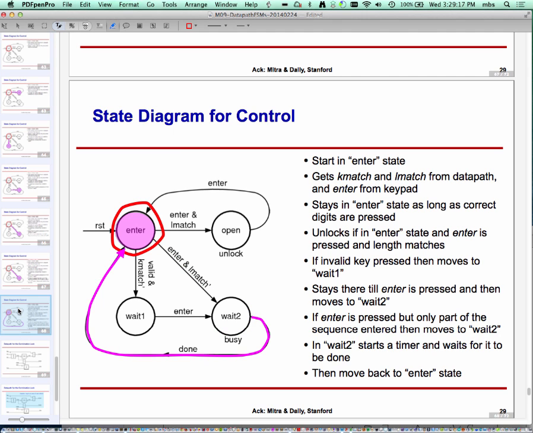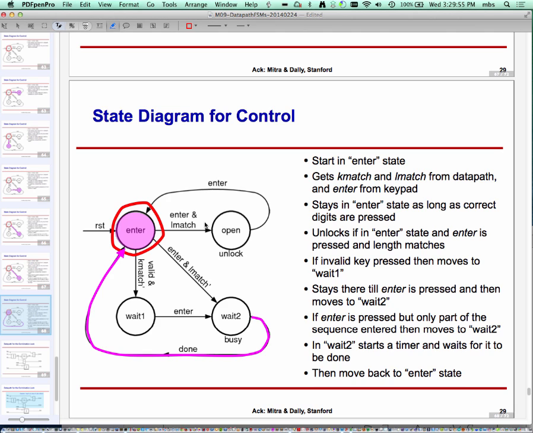Yeah. So enter, there is a state called enter, but then there is also a key called enter. What's happening is this horizontal edge is taken when the user presses enter, and at the time the user pressed enter, the data path says length match is true. For example, given my code was 1, 2, 3, 4, 5, 6, 7, the user pressed 1, 2, 3, 4, 5, 6, 7, 8, enter. Now what will happen is no length match will happen. Length match will fail.